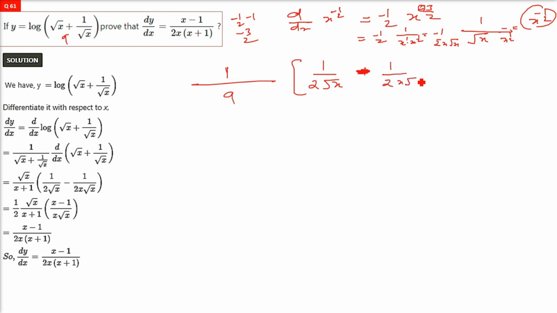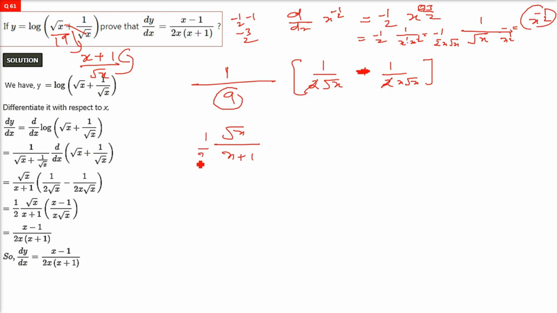It is going to be 1 by 2 root x, minus of that. So differentiation of x to the power minus half, I told you. Alright. So now what I am doing is, I am taking the LCM of this, the denominator, because 1 by that thing. And then the LCM of this is x plus 1 by root x. So root x will go up. x plus 1 will be in the denominator.